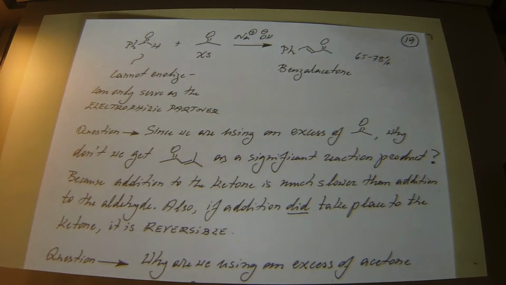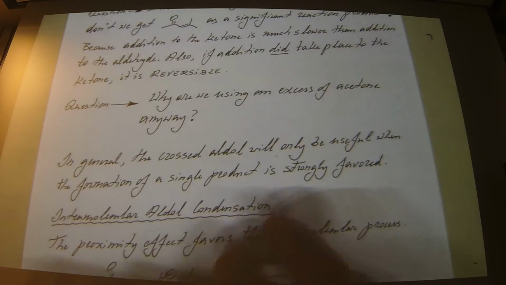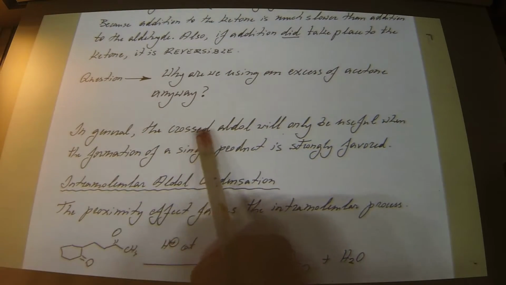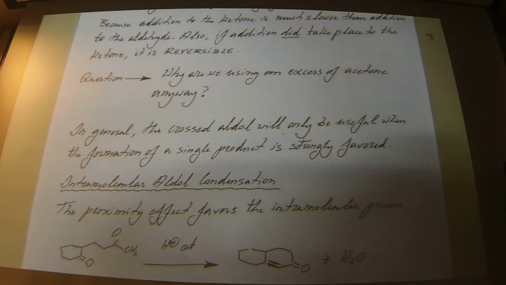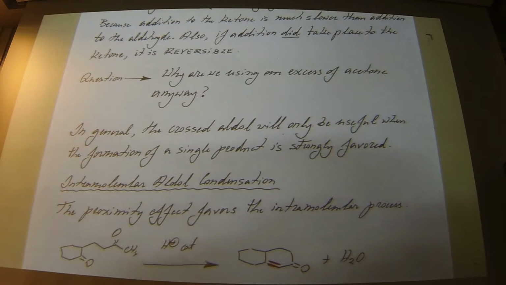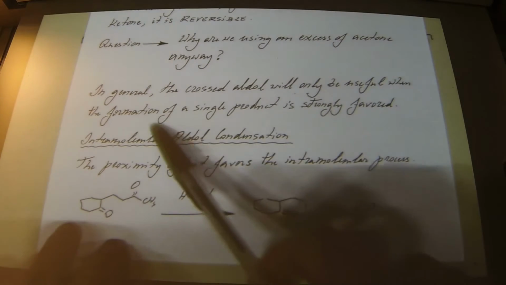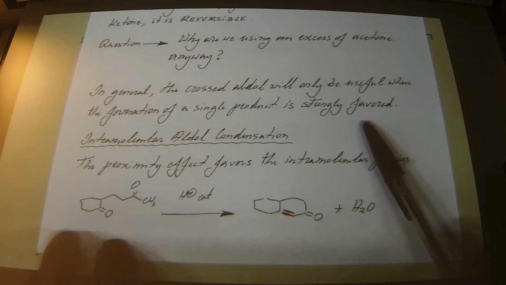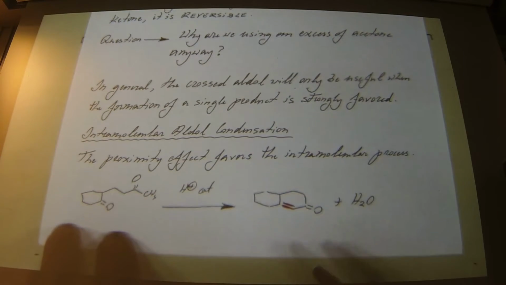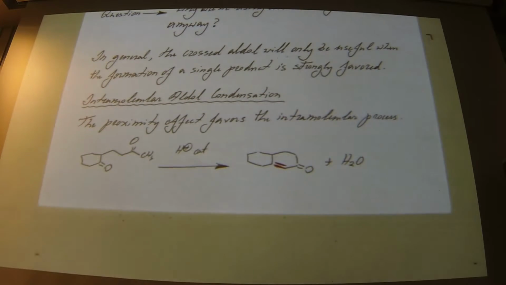It's simple. So the take-home lesson here is that in general, the crossed aldol reaction, the crossed one being between two different carbonyl compounds, will only be a useful process when there's some reason to expect a single product to form. When the formation of one product is strongly favored, then that would be useful. So let's take a look at some other crossed aldol reactions. In this case, an intramolecular one.